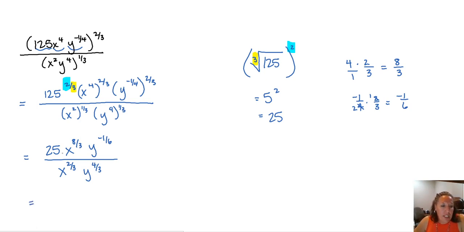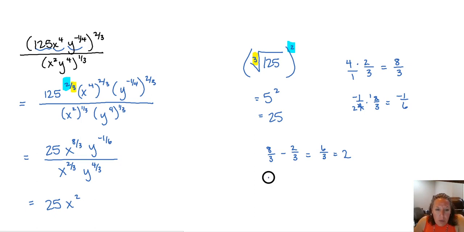When we keep simplifying, we've got powers divided by powers. We can subtract those. So x to the 8/3 minus x to the 2/3. 8/3 minus 2/3 is going to give us 6/3, which simplifies to 2. So that positive 2 means that it's going to be in the numerator.